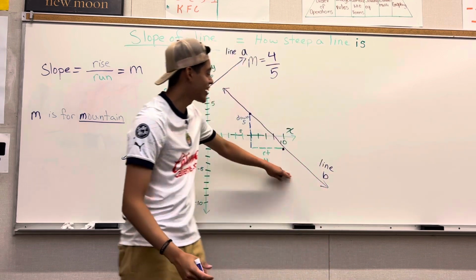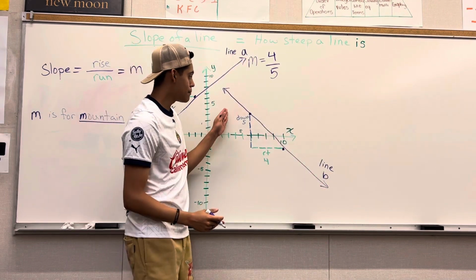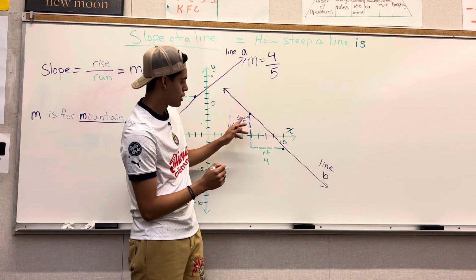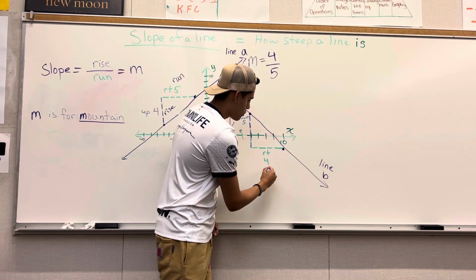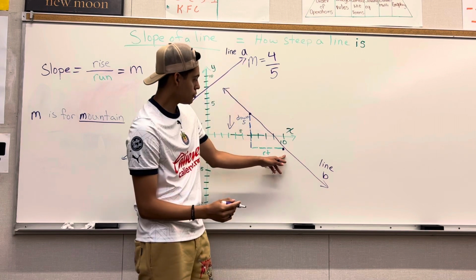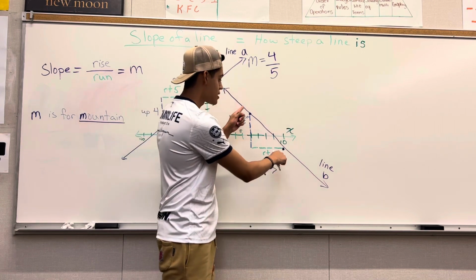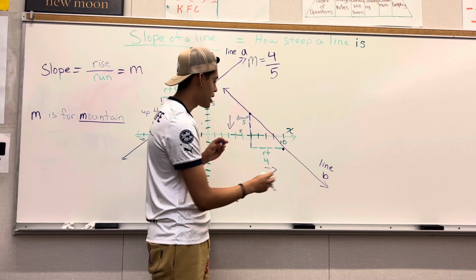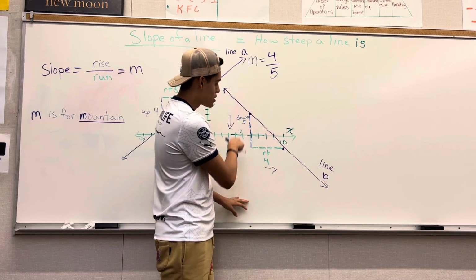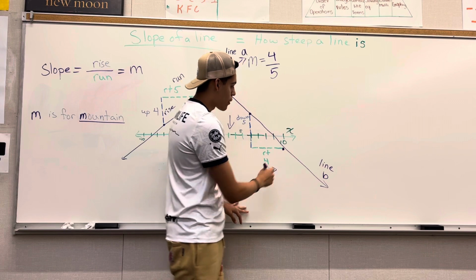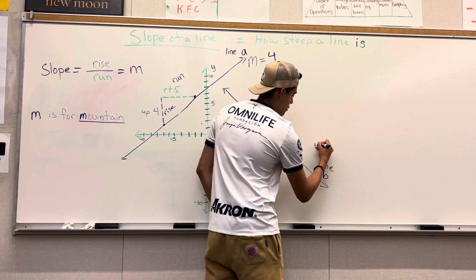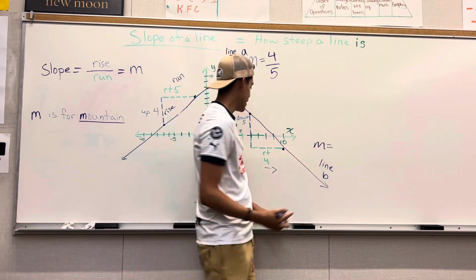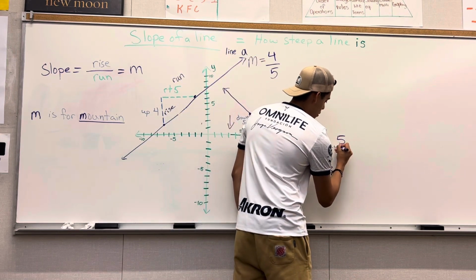Now let's take a look at line B. Line B, if you count the squares, it goes down 5 squares, and then to the right 4 squares. And remember, just make 2 points. Just count how many squares there are in between them, going down or up, and then to the right. So it goes down 5, and then to the right 4. So forgive me, but for the slope, it is 5 over 4.